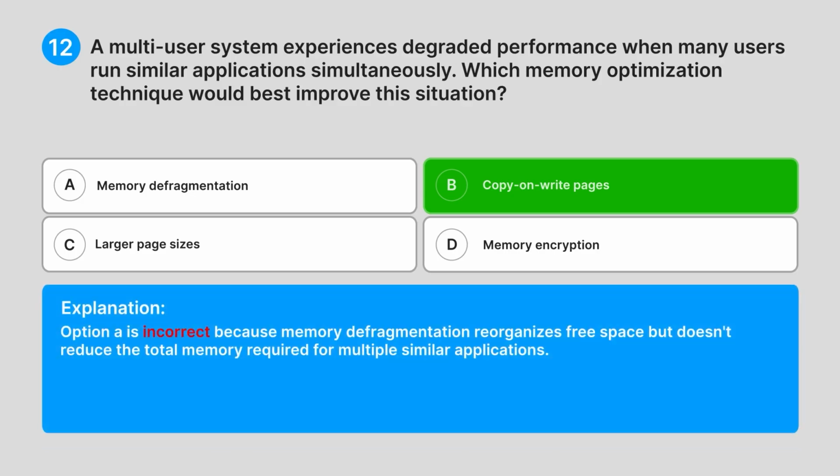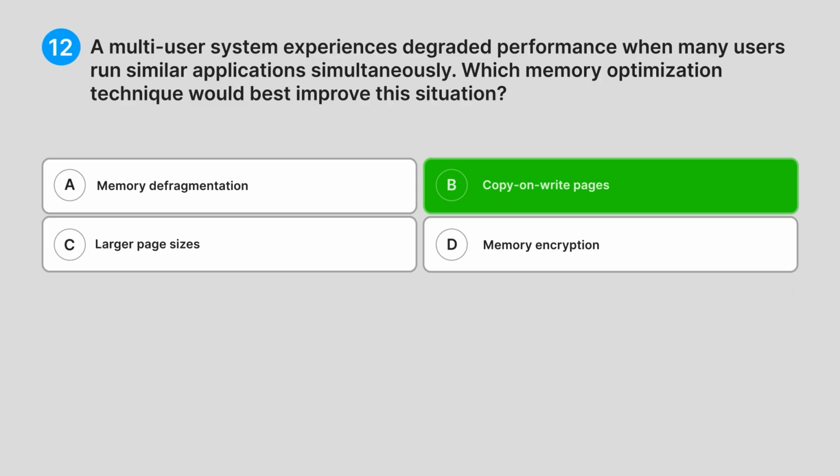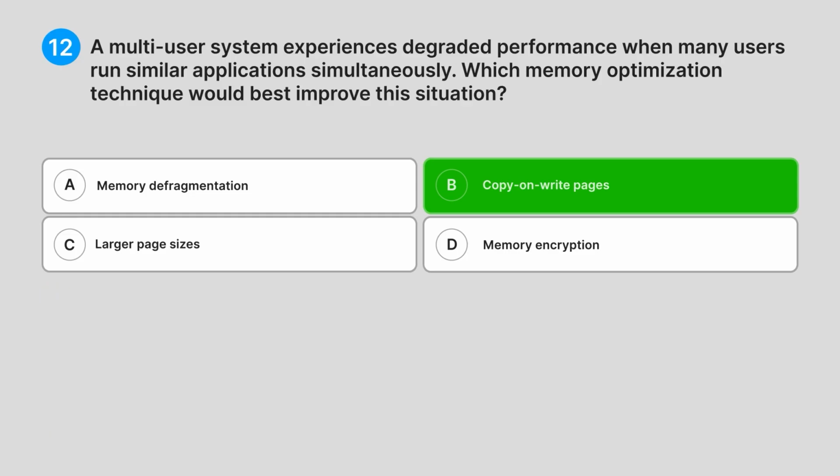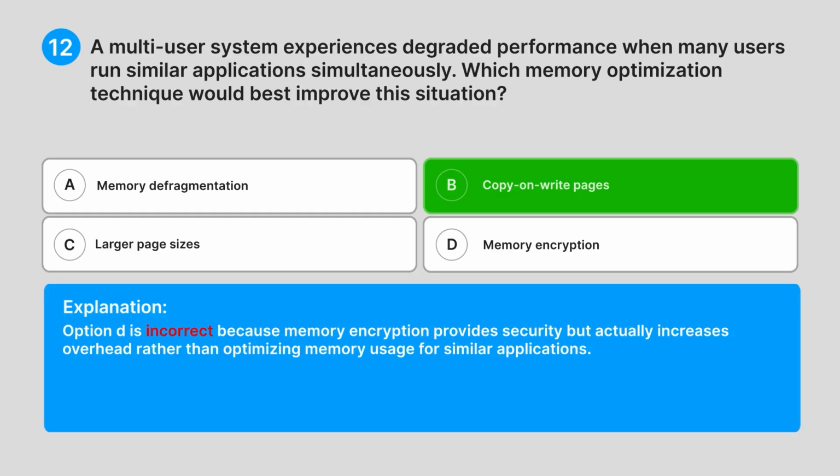Option A is incorrect because memory defragmentation reorganizes free space but doesn't reduce the total memory required for multiple similar applications. Option C is incorrect because larger page sizes can increase internal fragmentation and do not address the redundancy of similar application data. Option D is incorrect because memory encryption provides security but actually increases overhead rather than optimizing memory usage for similar applications.